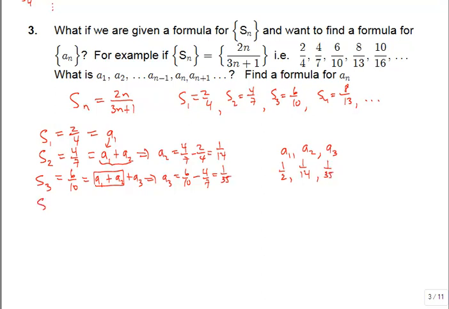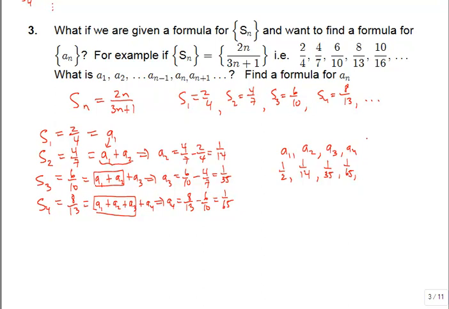Let's try one more here. So s sub 4, which we know is 8/13, is a1 plus a2 plus a3 plus a4. But we already know the third partial sum, which is the first three terms. These three terms we know add up to 6/10. So if we replace them with 6/10, then that means a sub 4 would be that 8/13 minus the 6/10, which is 1/65. So that's how you gradually build up to those individual sequence terms.